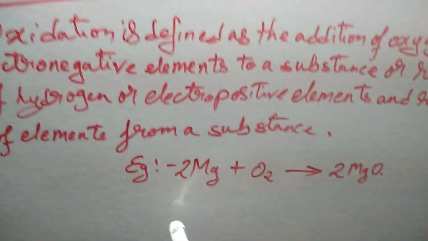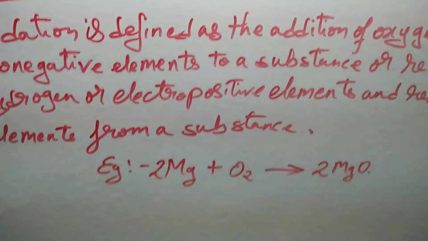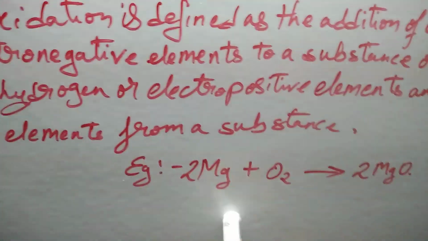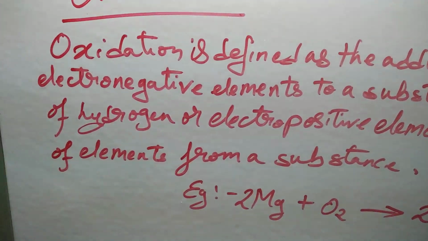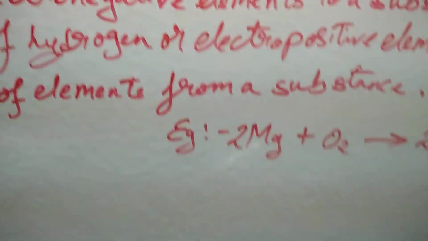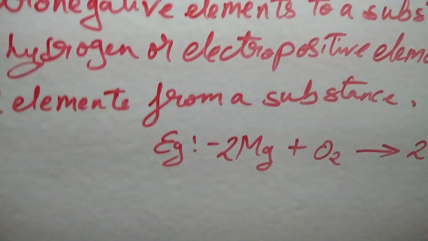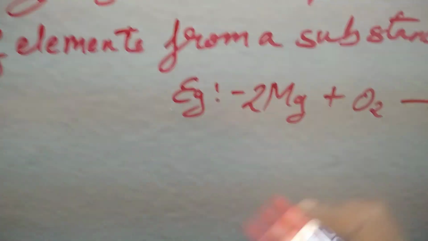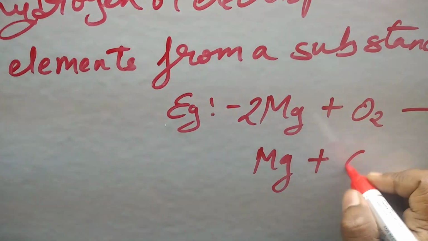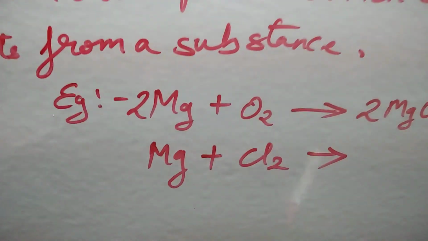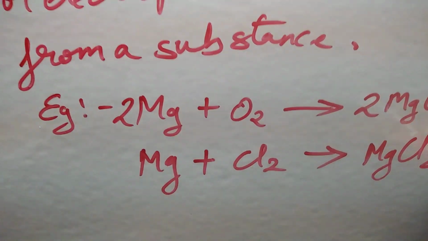Okay students, see example, 2Mg plus O2 forming 2MgO. See, addition of oxygen. Now I am showing the addition of electronegative elements. What are electronegative elements? You will learn in the later chapters. See with this example only. When Mg reacts with Cl2, chlorine is an electronegative element. It forms MgCl2.